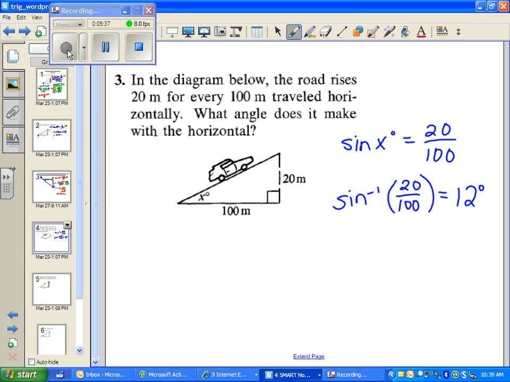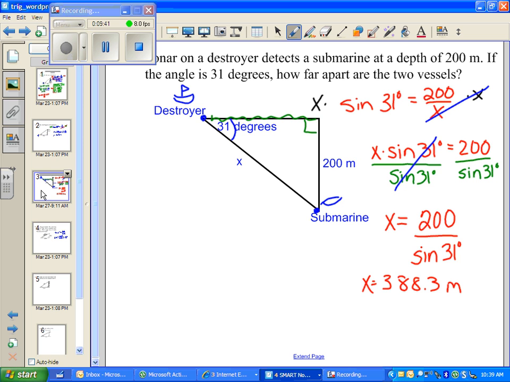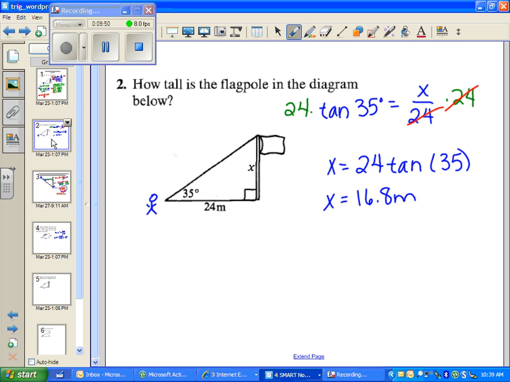So now we know how to solve for the degree, and that's where you use your inverse function. We know how to solve for x in the denominator, and that's where you divide your numerator by your trig function, and we know how to solve for x when it's in the numerator, and that's when you multiply your trig function times your denominator.